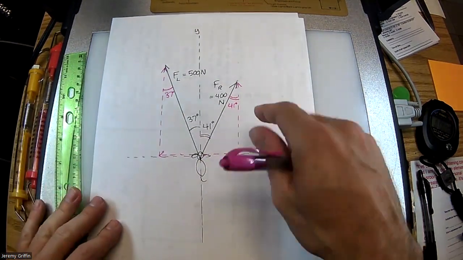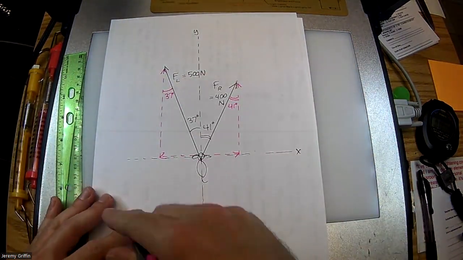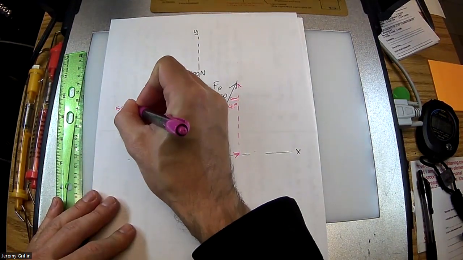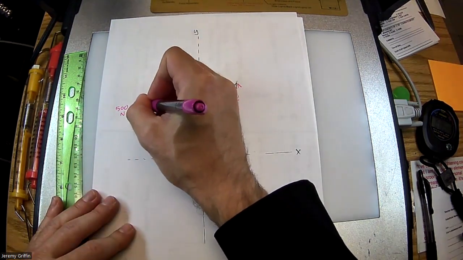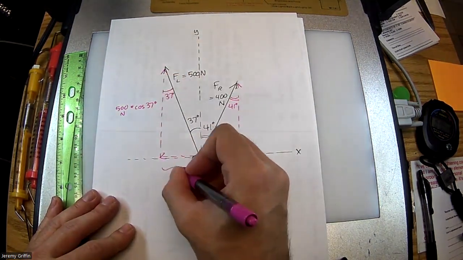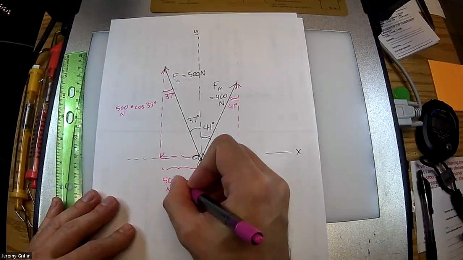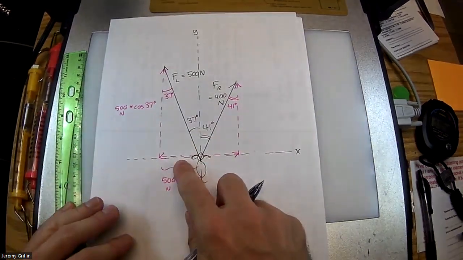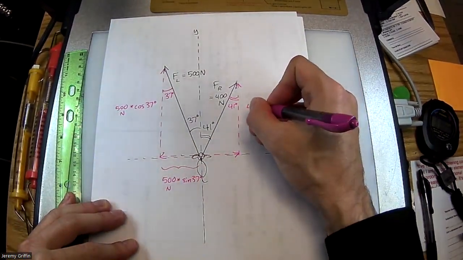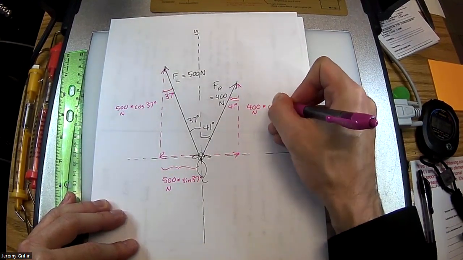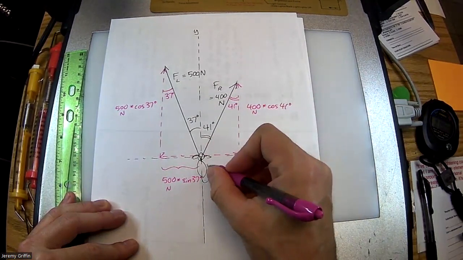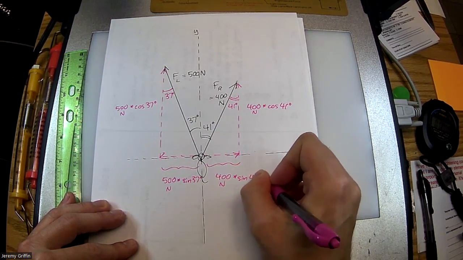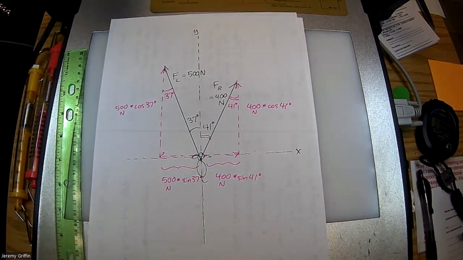See if you can stay a step ahead of me. So this one, maybe I want to do 500 newtons multiplied by cosine of 37 degrees. This leg right here, I'll call 500 newtons times sine of 37 degrees, because that leg's opposite the 37-degree angle. This one right here, I'll call 400 newtons times cosine of 41 degrees. And this one right here, I'll call 400 newtons times sine of 41 degrees. You guys see that?